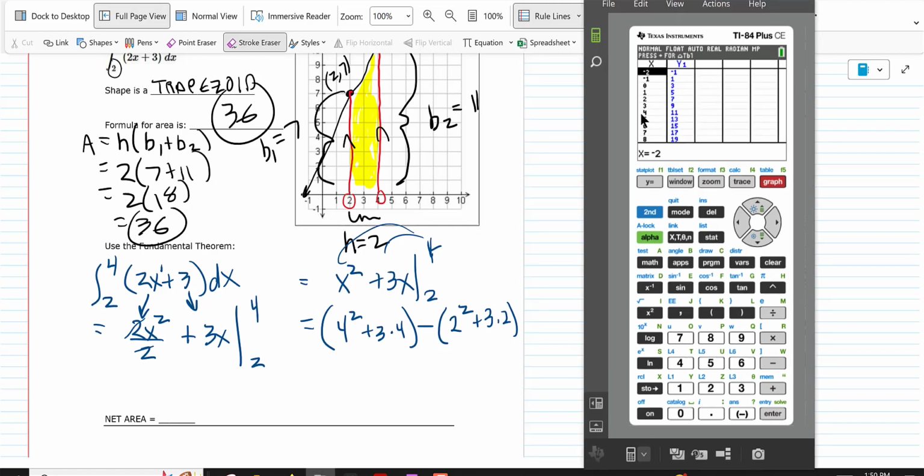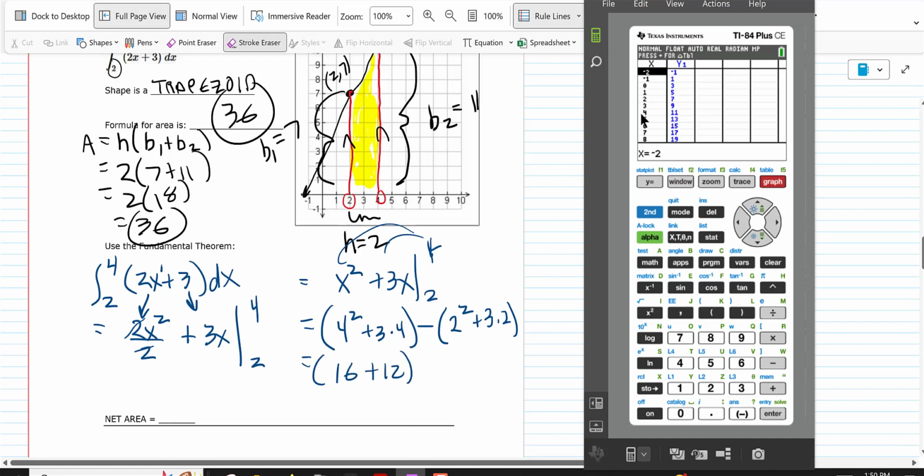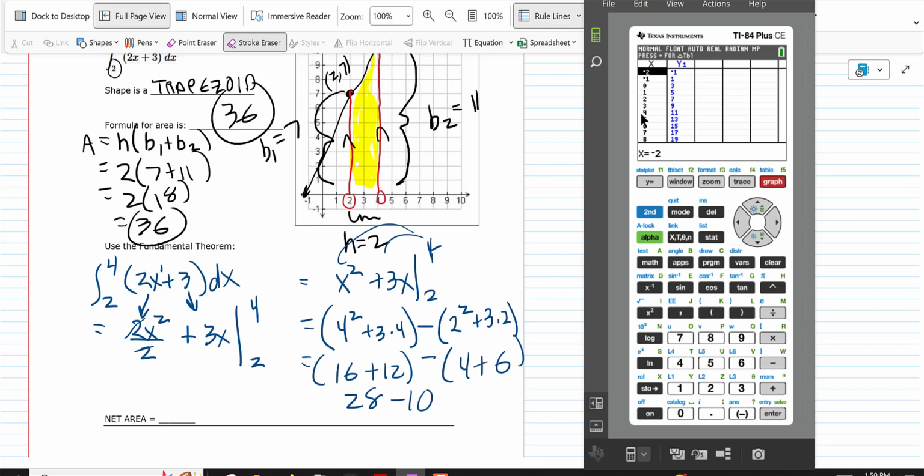Okay, so this is probably easy enough. I can do it in my head. This would be 16 plus 12. This would be 4 plus 6. So this would be 28 minus 10. Oh, crap. I know what I did.